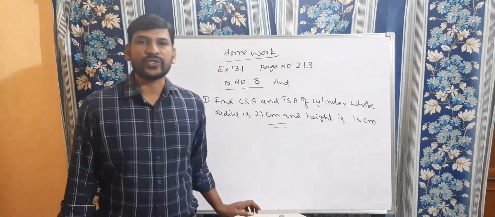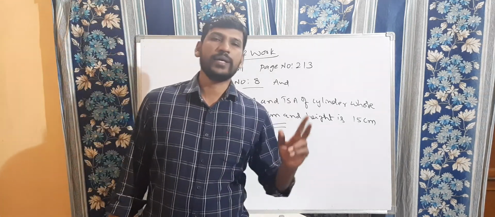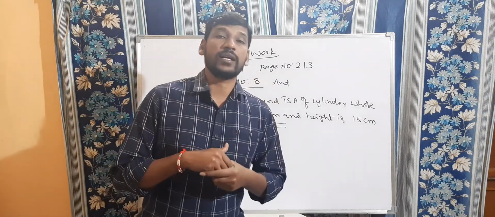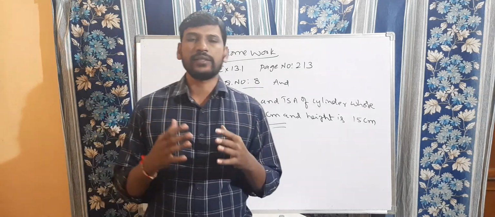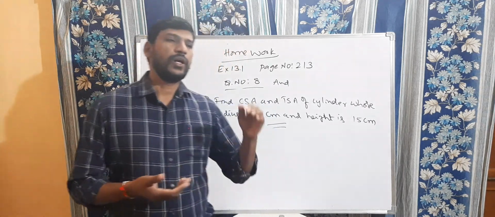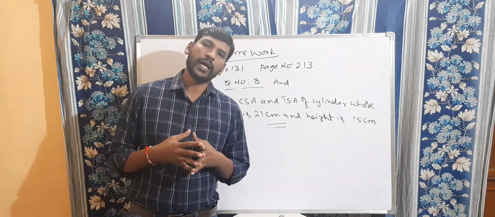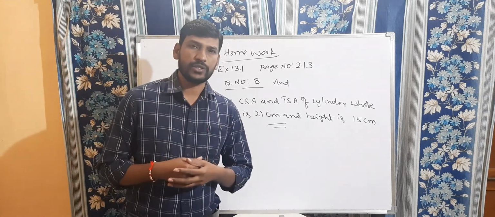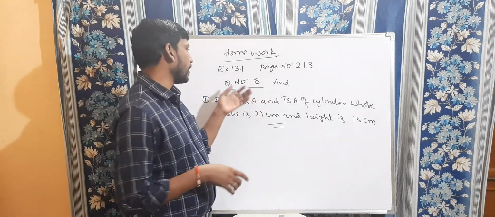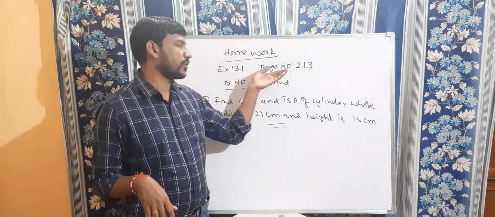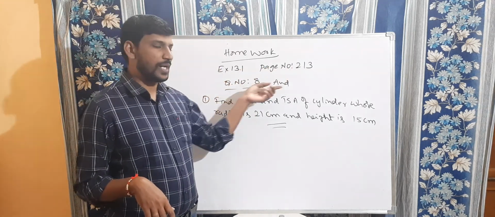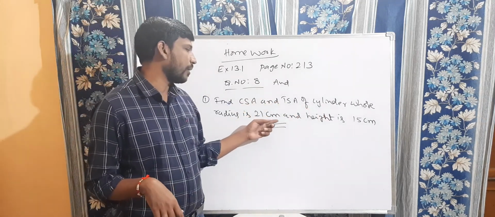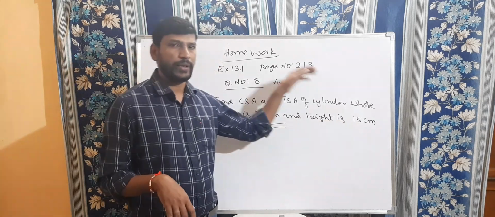Right, children, I hope you understood that in today's class we discussed two problems based on the cuboid, as well as the surface area of the right circular cylinder. So CSA of cylinder is nothing but 2 pi r h, as well as total surface area of cylinder equal to 2 pi r into r plus h. Clear? We discussed some problems based on examples also, based on CSA and TSA of cylinder. Today's homework is exercise 13.1, page number 213, question number 8, and find the CSA and TSA of cylinder whose radius is 21 centimeter and height equal to 15 centimeter. Please complete these two questions.